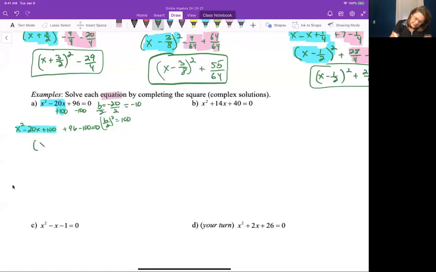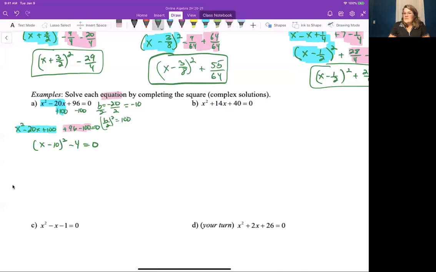We get x, what was b divided by 2, minus 10 squared, and then we have to combine the remaining part of the expression to simplify it, okay? So we get minus 4. Yeah, minus 4, and it's all equal to 0. Okay, so what's the goal? We're trying to solve the quadratic equation.